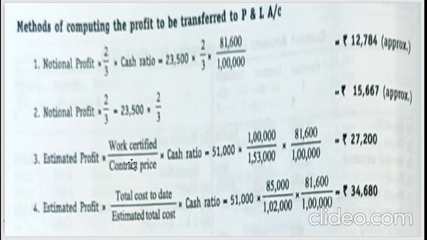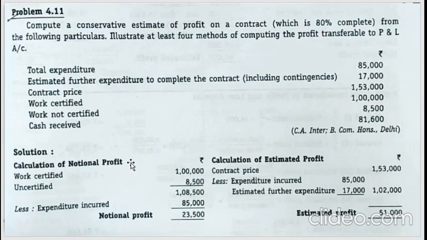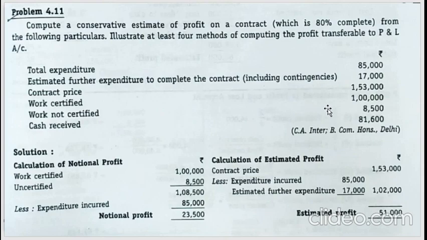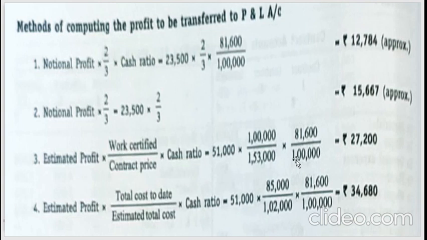Next, estimated profit into work certified divided by contract price into cash ratio. Your estimated profit is 51,000 into work certified, which is 1 lakh, divided by contract price as per the question, 1,53,000, into cash ratio, which is cash received 81,600 divided by work certified 1 lakh, which will give you rupees 27,200.